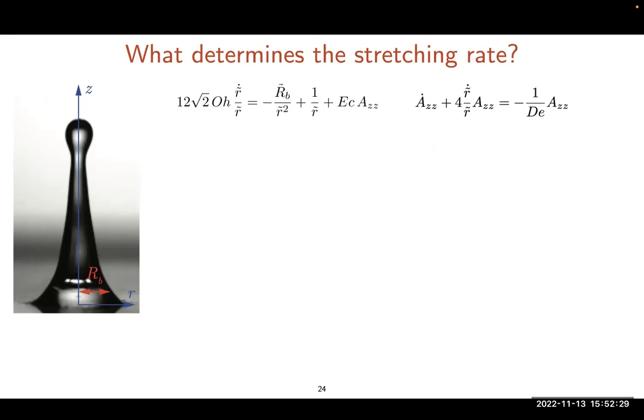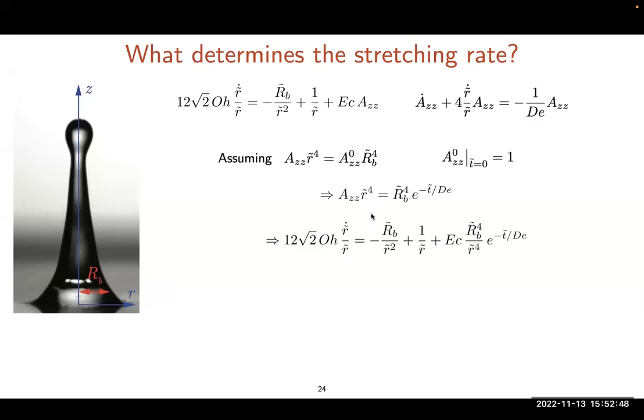Now we have these two equations. Now we can assume that polymers are unstressed at the base of the jet, which allows us to write this, and which allows us to simplify this expression to get this expression for the exponential decay of the polymer stress, which is what one expects to have for pure thinning. And we can substitute this here to get this expression.